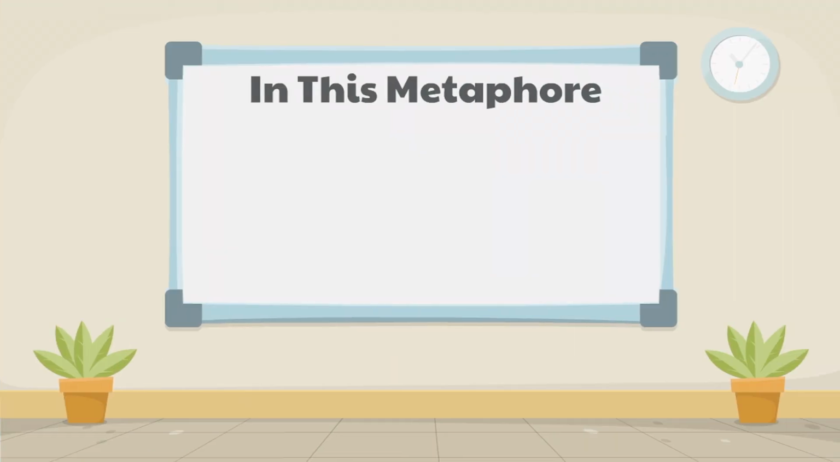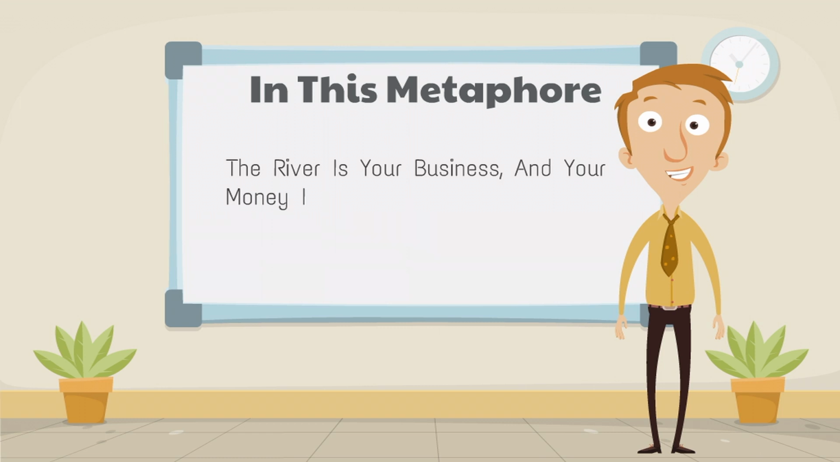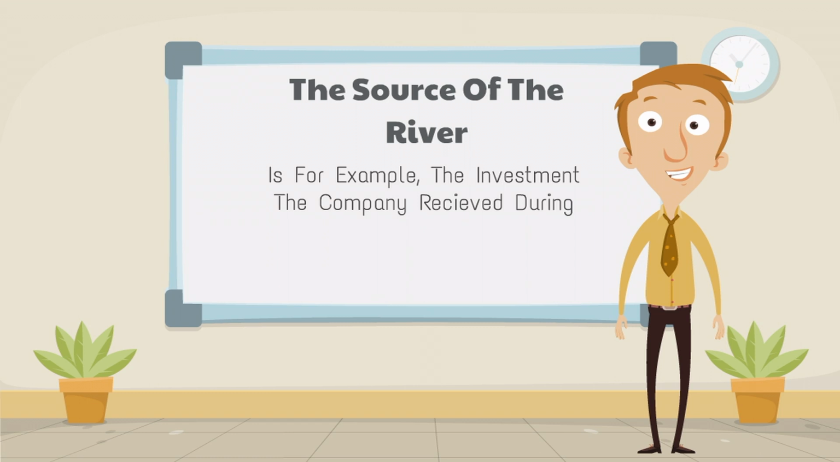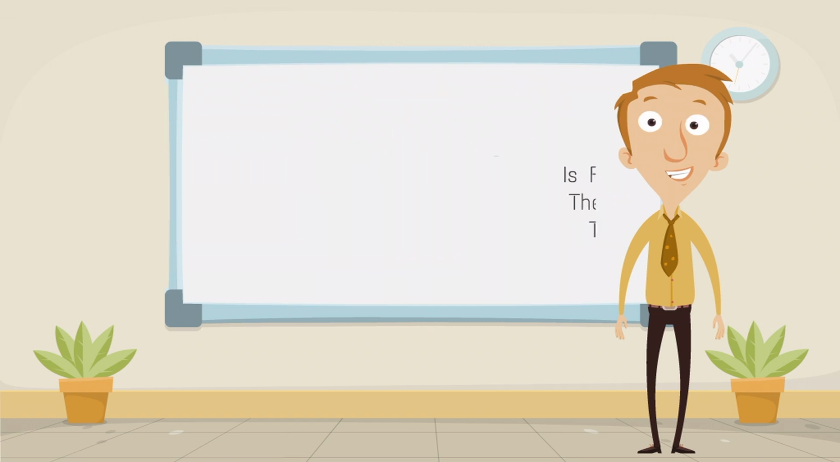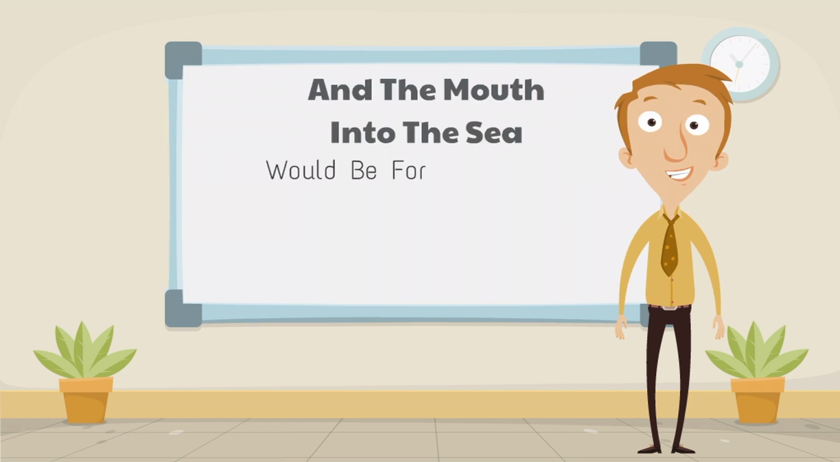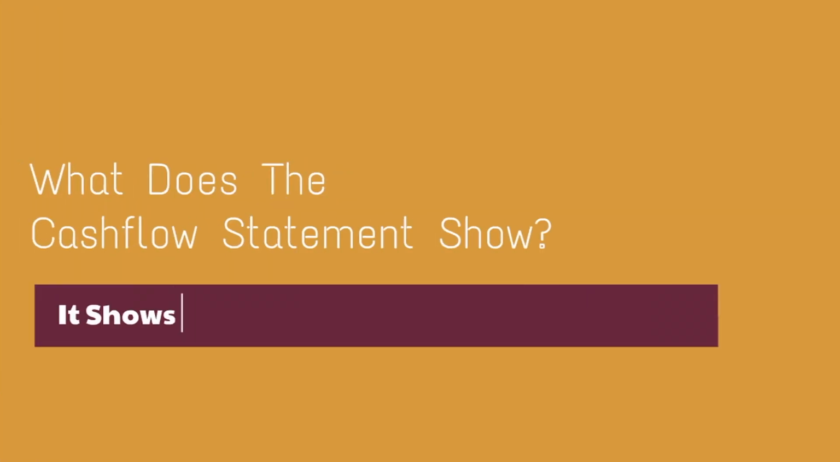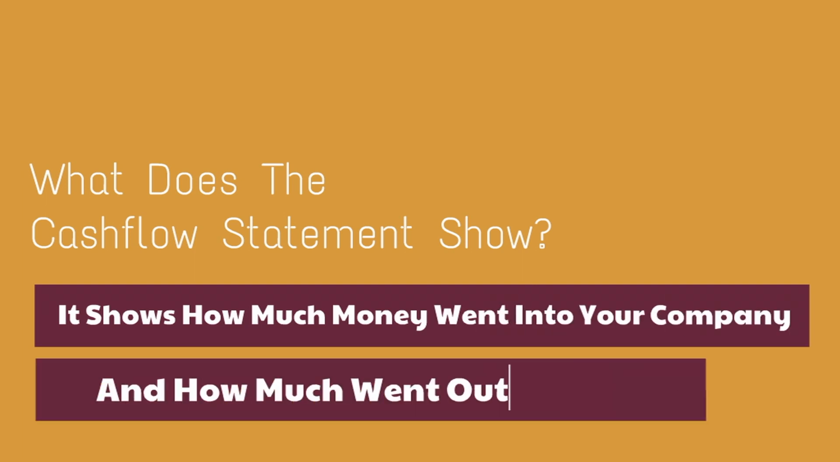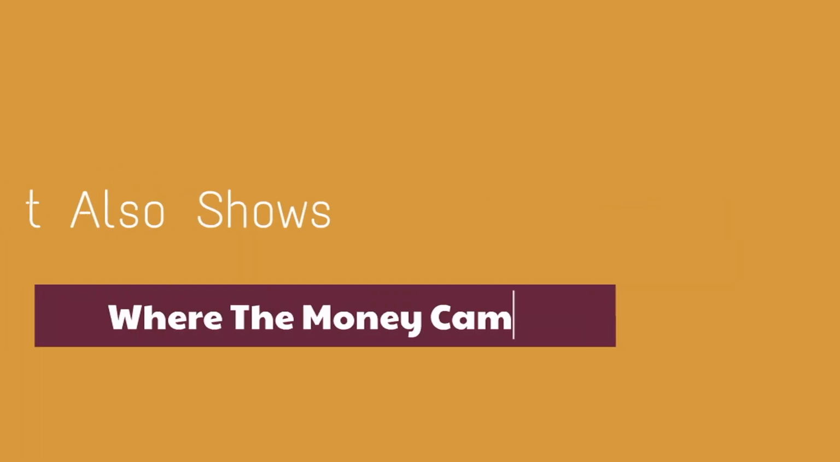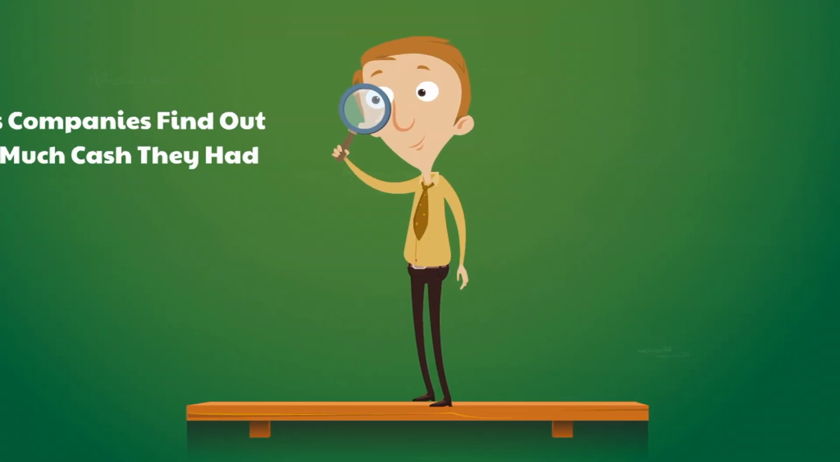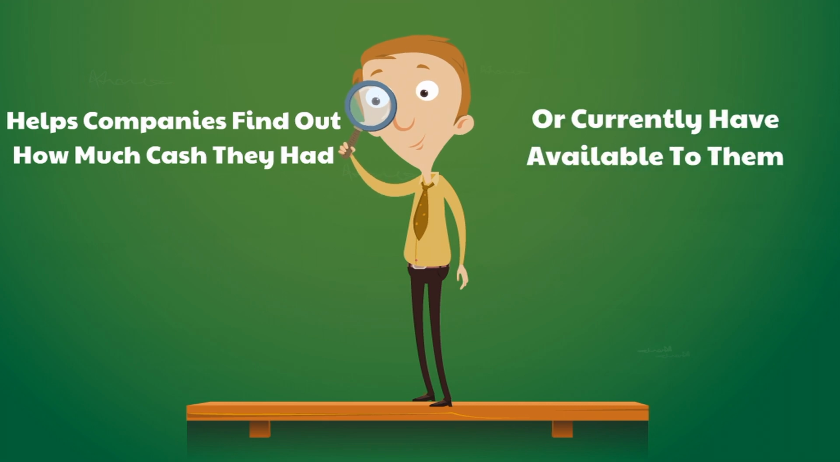In this metaphor, the river is your business and your money is the water. The source of the river is, for example, the investment the company received during the initial startup period. And the amount into the sea would be, for an example, an expense paid for a piece of equipment. The cash flow shows how much money went into your company and how much went out. It also reveals where the money came from and where it went. The cash flow statement also helps companies understand how much cash they had or currently have available to them at any point within their history. This is known as their cash balance.